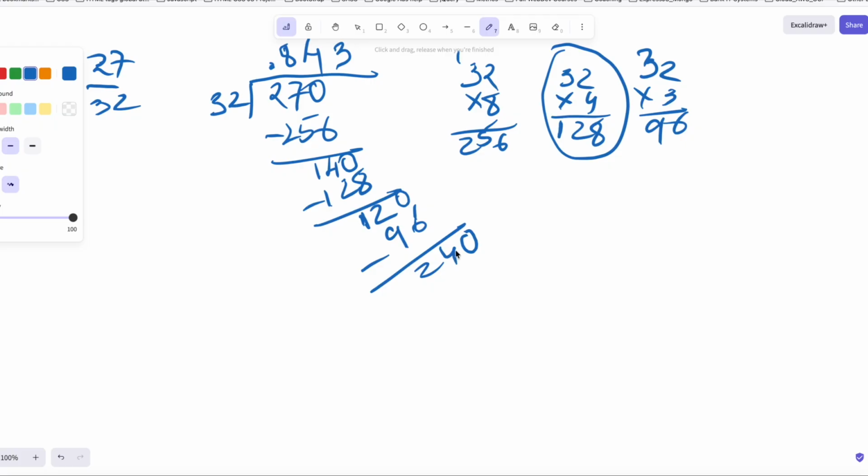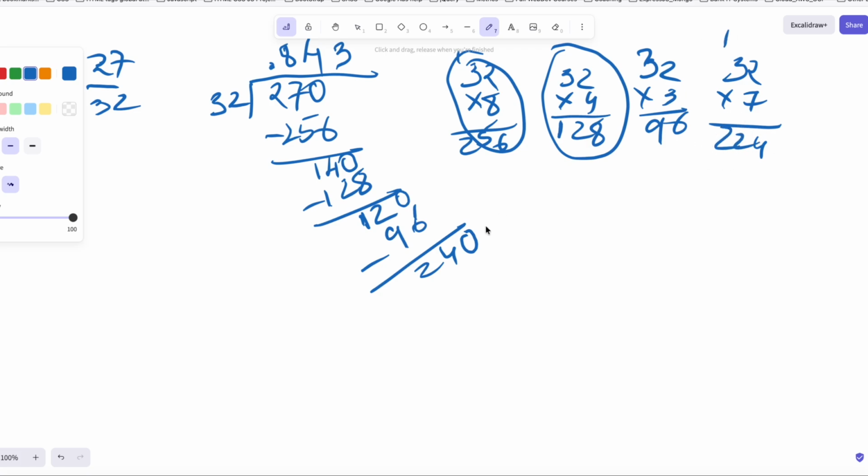So how many times does 32 go into 240? Well, you already know 32 goes 8 times and comes up with 256. So you can probably guess that 32 times 7 will be less than 240, right? And that is the case here, right?